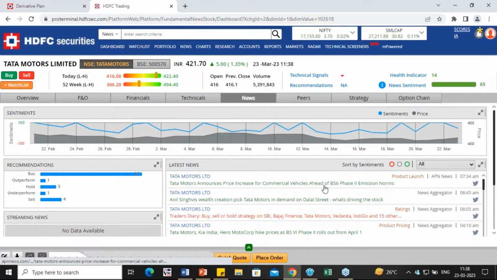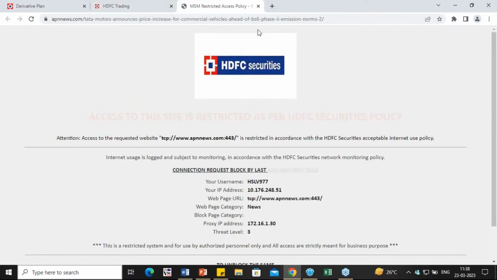Wherever any information or data about a particular product or script is published on news, that news will be directly published in real time over here. As you see on the screen, Tata Motors announces price increase for commercial vehicles ahead of BS6 phase 2. If you want to read the full article, you just have to click over here and it will redirect to that page. Right now I don't have access, but this news is published on apnnews.com.